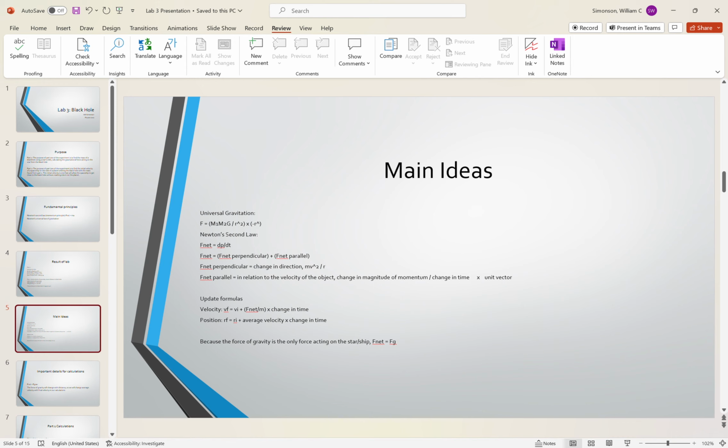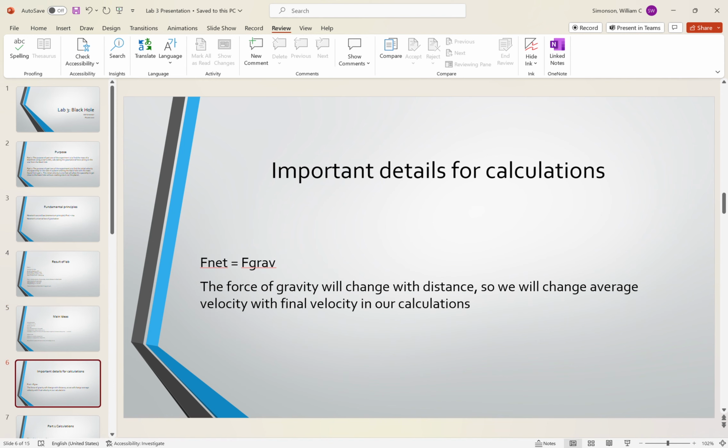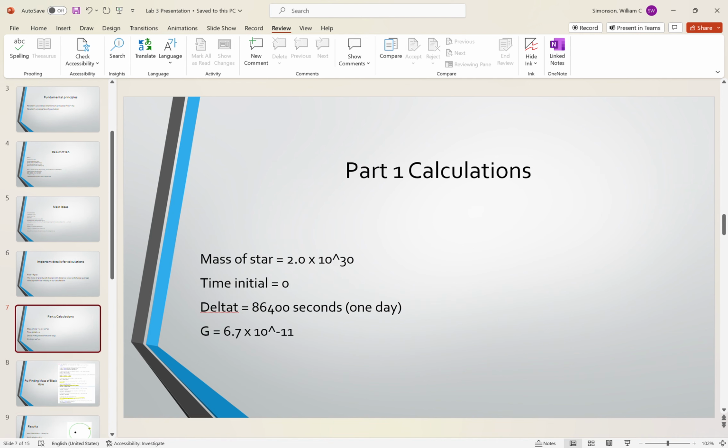For the update formulas we use to find the position, we first found the velocity update and then plugged it into the position update formula. Important details for calculations: F net is equal to the gravitational force. The force of gravity will change with distance, so we will replace average velocity with final velocity in our calculations. We needed to use the mass of the star, the initial time, the loop time, which is 1 day or 86,000 seconds, and the universal gravitation constant.